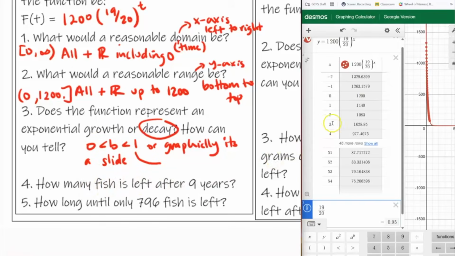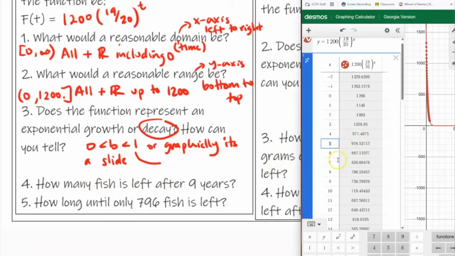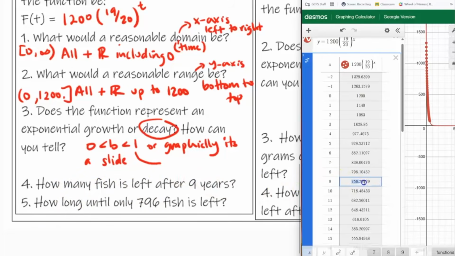How many fish are left after 9 years? Well, I did go on forever, but here's 9 years. I guess this question should say not how many fish, but what population of fish is left after 9 years. And that's roughly, and again, we can just say round to the nearest whole number, 756.